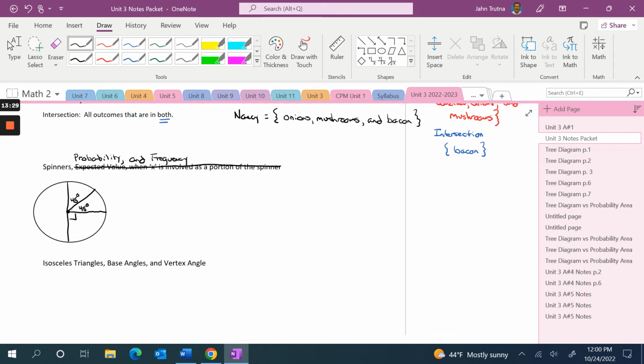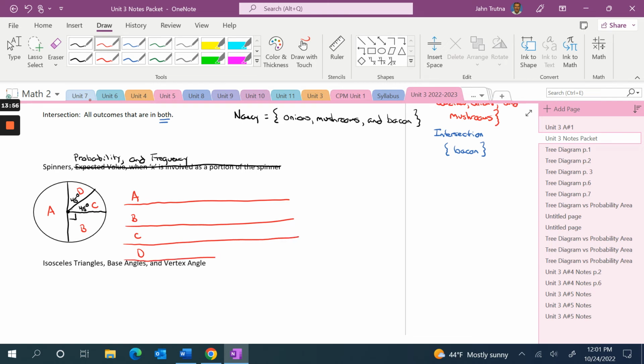We have a 90-degree section, and then we have the section that's half of the circle. We're going to have A, one section is B, then we're going to have section C and section D. And what we're going to do is make a table here. We're going to have 4 rows in our table, one that represents each section of the spinner, A, B, C, and D. And our table is going to have 3 columns.